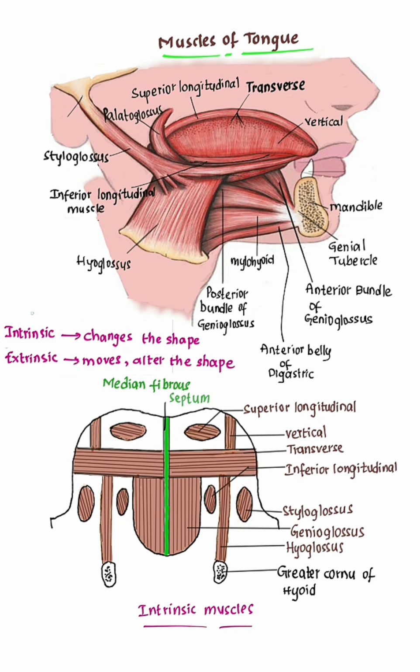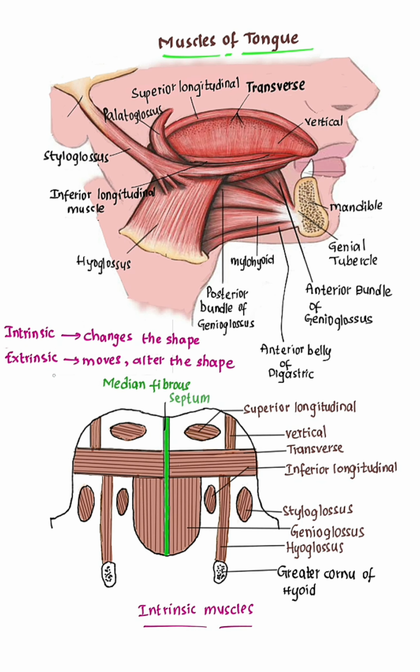Muscles of the tongue include intrinsic muscles and extrinsic muscles. Intrinsic muscles are present within the tongue. They have no attachment outside the tongue. Extrinsic muscles take origin from structures outside the tongue and get inserted into the tongue. Intrinsic muscles occupy the upper part of the tongue and alter the shape of the tongue. Extrinsic muscles move and alter the shape of the tongue.